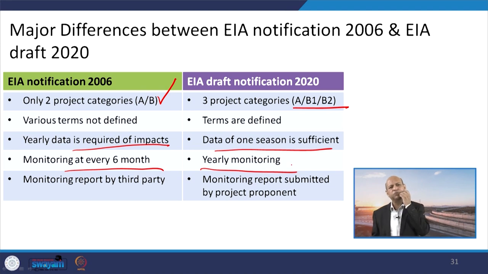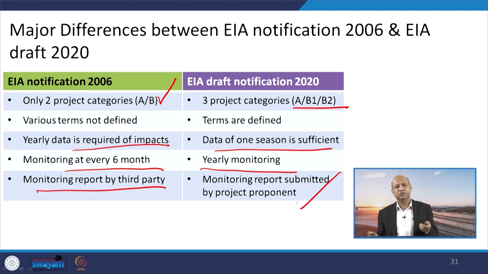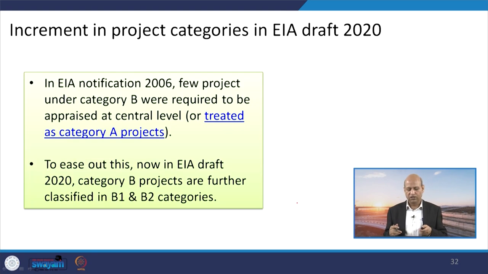Because of some technological interventions, maybe that kind of paperwork is not required, there are other ways to monitor and to do compliance. Then, monitoring reports by a third party: earlier the monitoring had to be submitted by the project proponent himself or herself, meaning that agency could submit. Again, as I said, there are so many technologies that you can always catch hold of if there is some manipulation or not. Because of those new technologies, it is possible to get away with the more rigorous monitoring compliances.